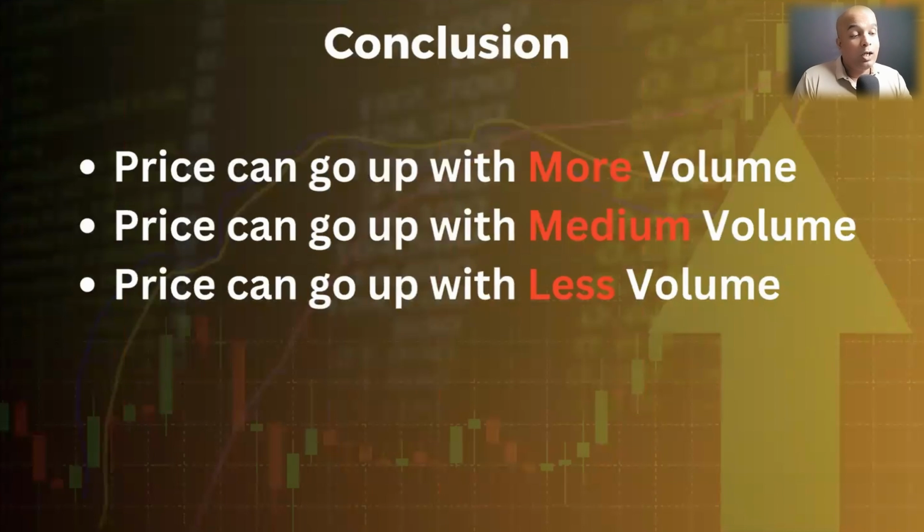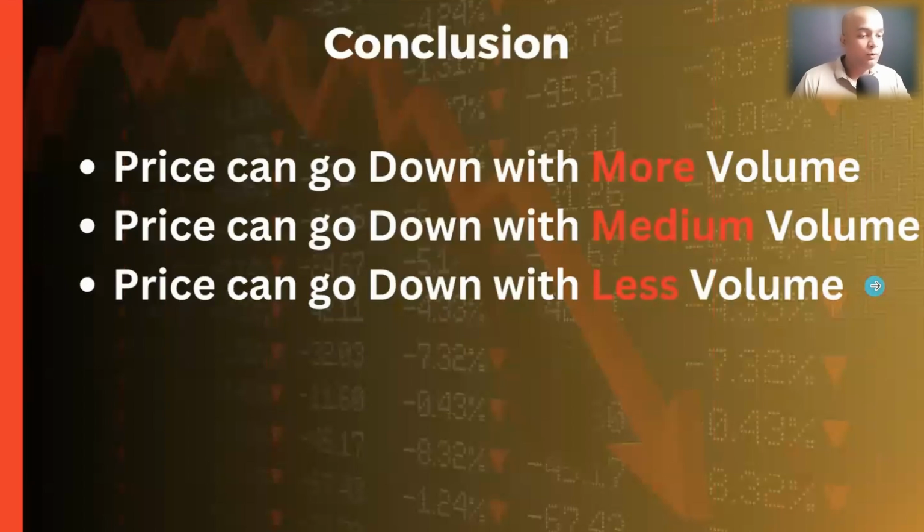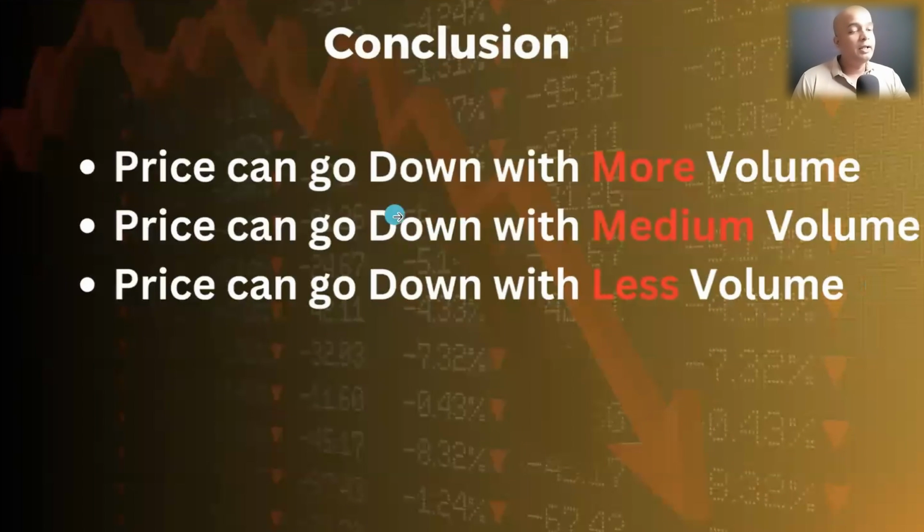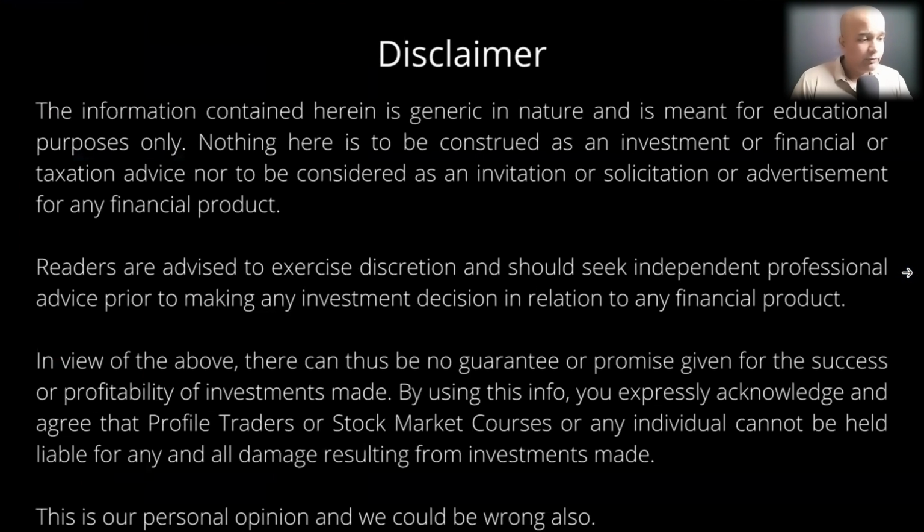Price can go up with more volume, price can go up with medium volume, and price can go up with less volume. Okay. You don't have to believe my statement once again as it is, or blindly. You go and verify it on charts. Okay. Then you will believe it. Again, one more conclusion: price can go down with more volume, price can go down with medium volume, price can go down with less volume. Once again, don't believe my words. Go to charts and verify it by yourself. This is the disclaimer, friends.